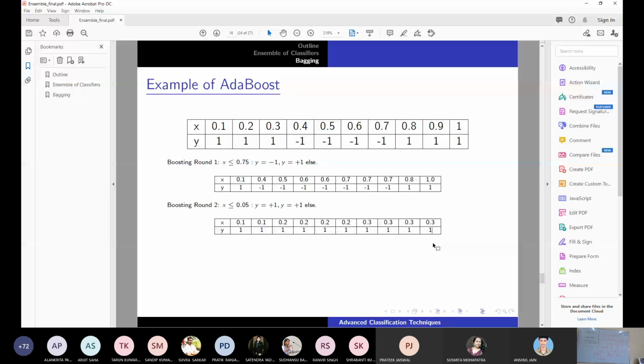No. See, 0.1, you pick this set of points. Now this class level is 1, all are 1. Now you identify the class level. Okay.